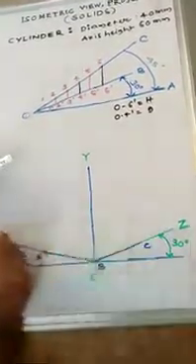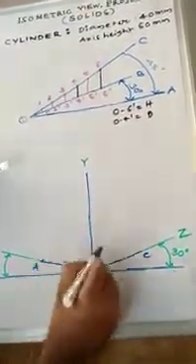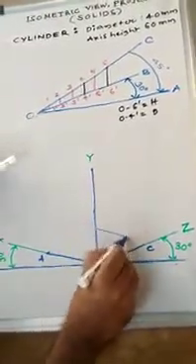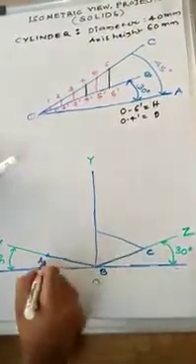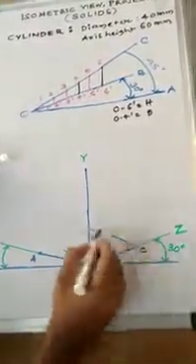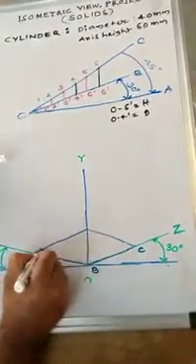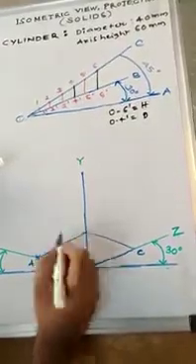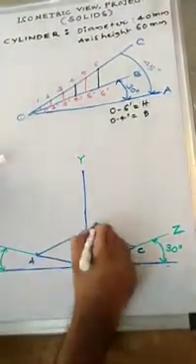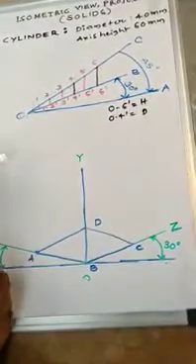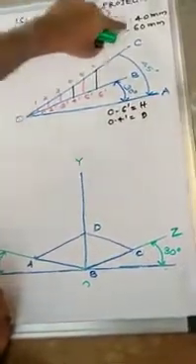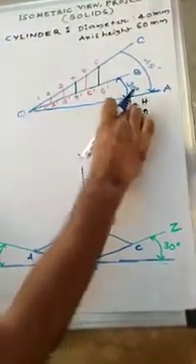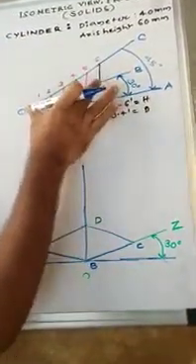Passing through C, draw a parallel line to OX. And passing through A, draw a parallel line to OZ. This is D. What is the height of the cylinder? 60 mm. This is the isometric projection length. O2 6 dash is going to be the height.